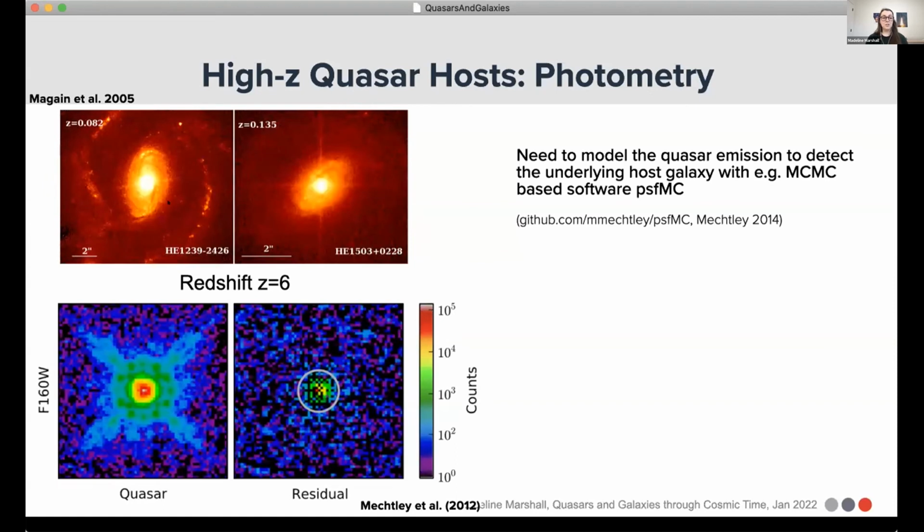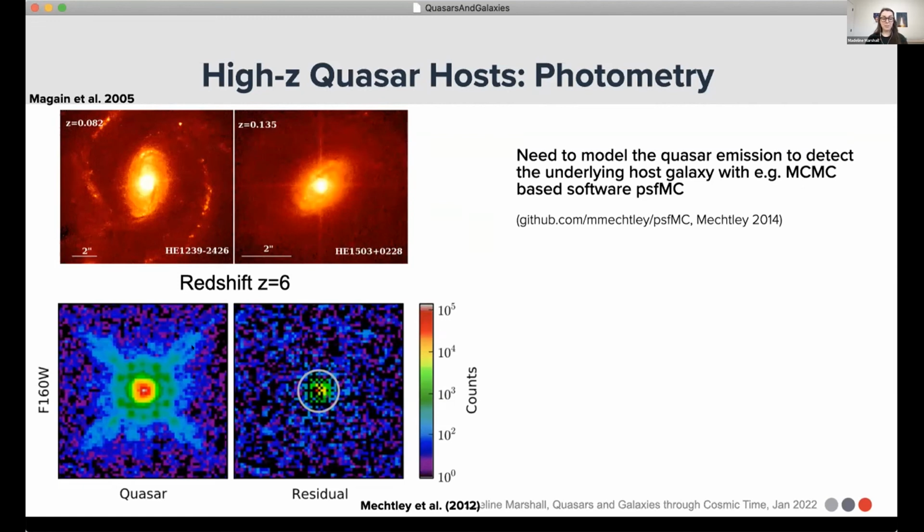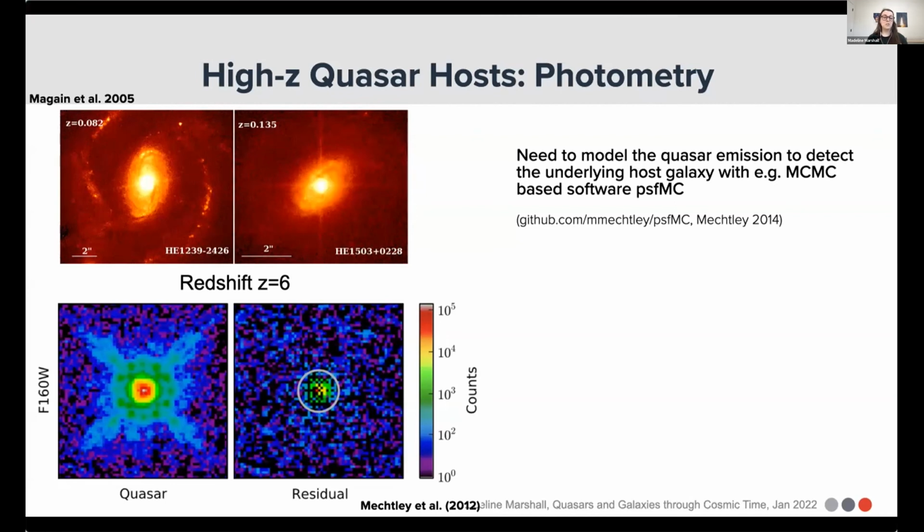So at low redshift, you can easily see that extended host galaxy structure, and you can make really detailed observations of that. But by the time you get to the highest redshifts, your emission is completely dominated by the quasar. So this shape here is the point spread function, or PSF, of the instrument, which just tells you how the instrument responds to seeing a single point of light on the sky, so an unresolved object like a quasar or a star.